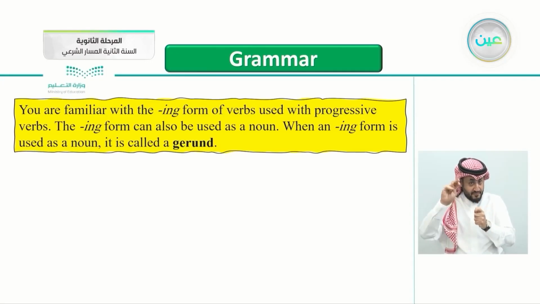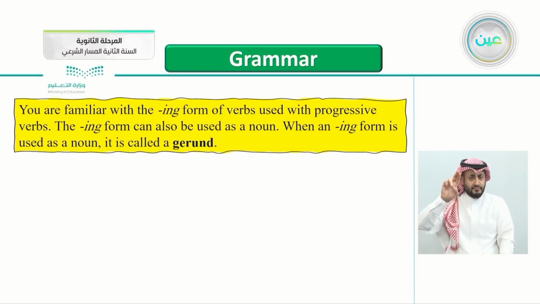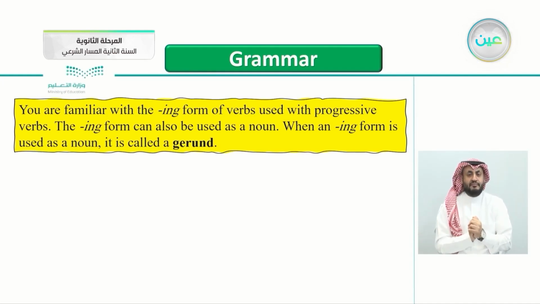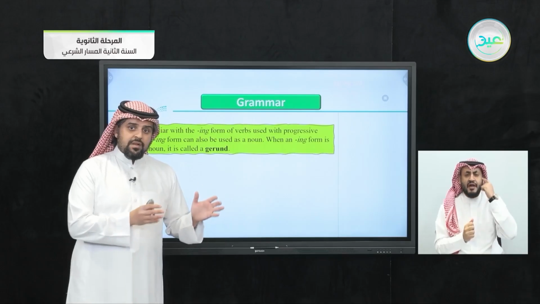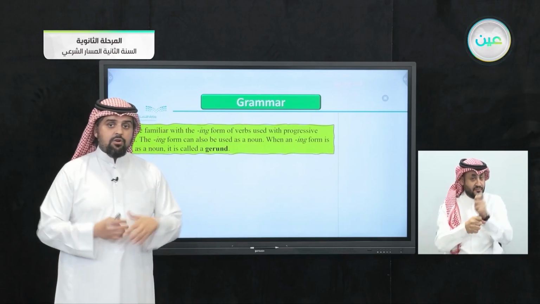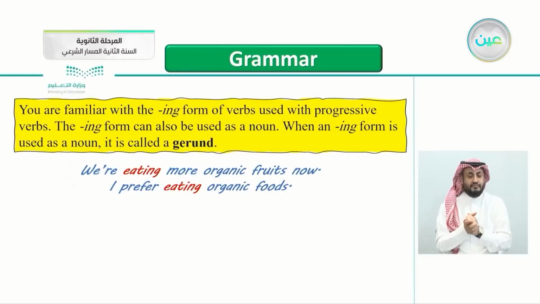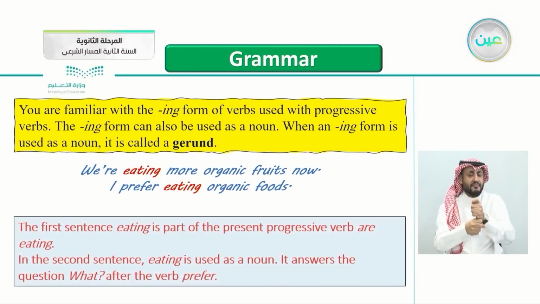Again, the ing form can also be used as a noun. When an ing form is used as a noun, we call it a gerund. So again, what is a gerund? It is an ing form of the verb that acts as a noun or is a noun. For example, here, we're eating more organic fruits now. And the second example here, I prefer eating organic foods.